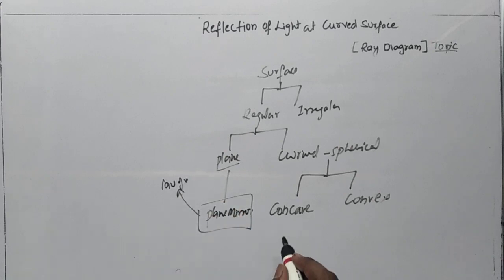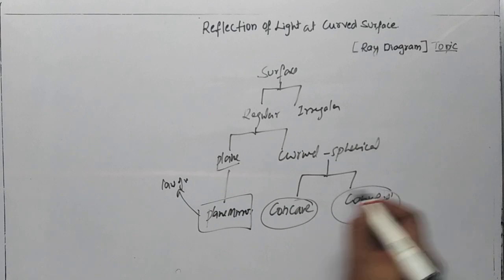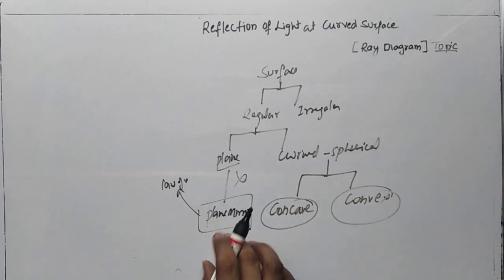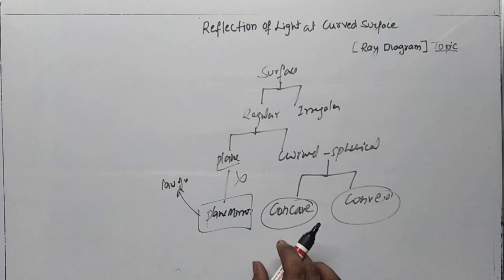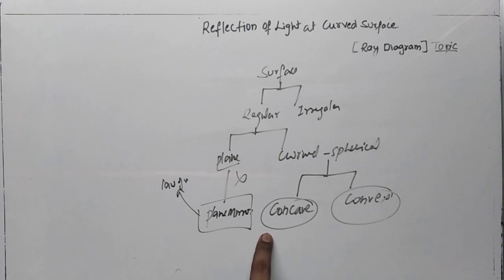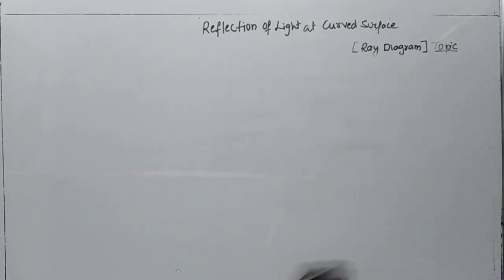In this chapter we will be learning everything only related to concave and convex. There will be some parts taken from the plane mirror, but most of the things we will be learning are about concave and convex. So first we'll start with the concave. I will tell you how you can represent a concave and convex mirror.